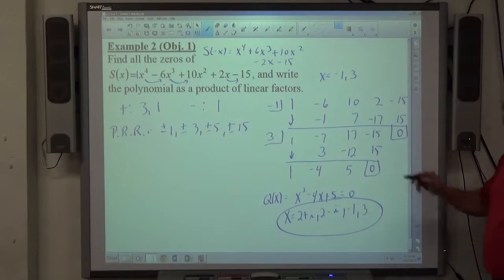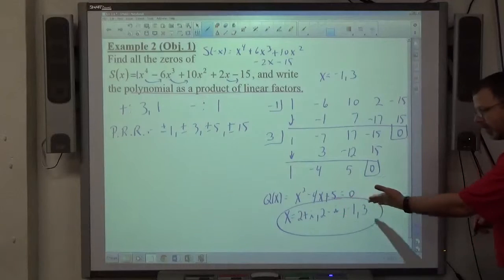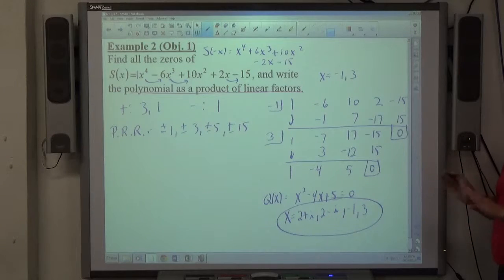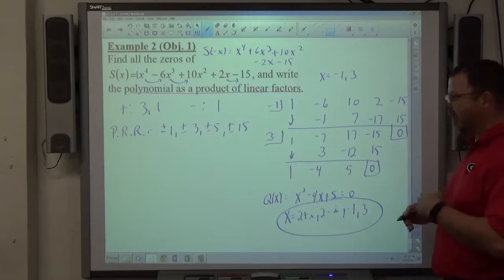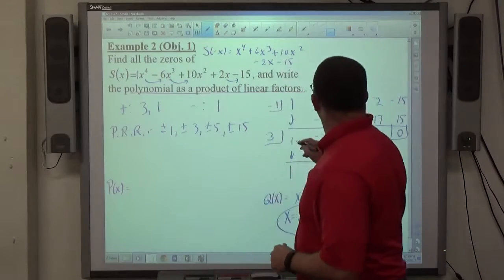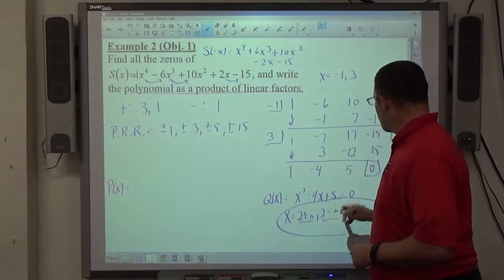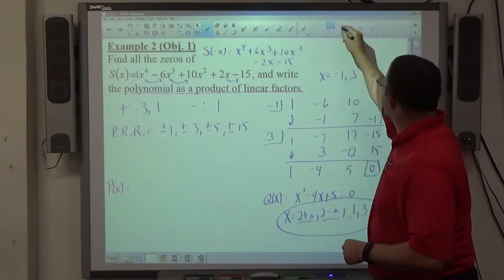The other direction, again, write the polynomial as a product of linear factors. Okay, once again, looking at our answers, we have 4 different answers. There's no multiplicity happening this time, so we should get 4 factors. P of x equals. Now, I'm going to identify each of these with different colors. So this one's 2 plus i, this one's 2 minus i, this one's negative 1, this one's positive 3.